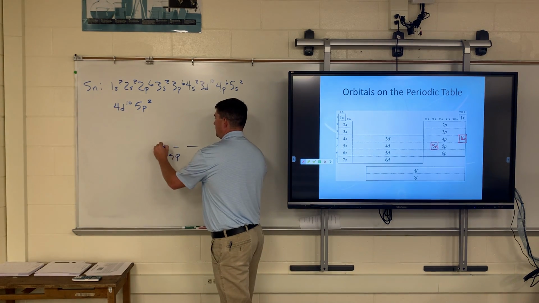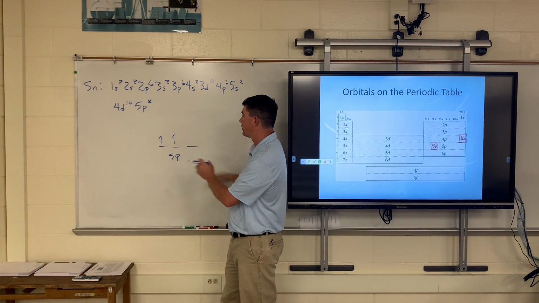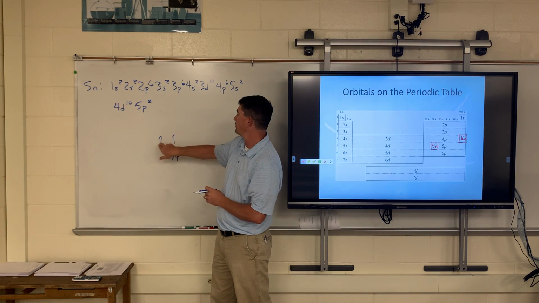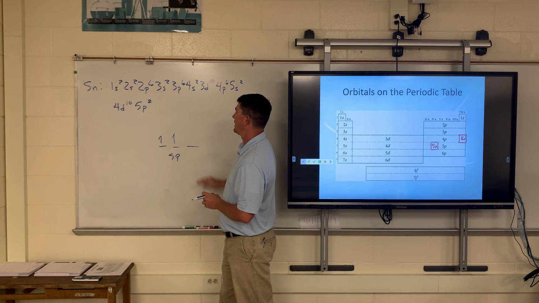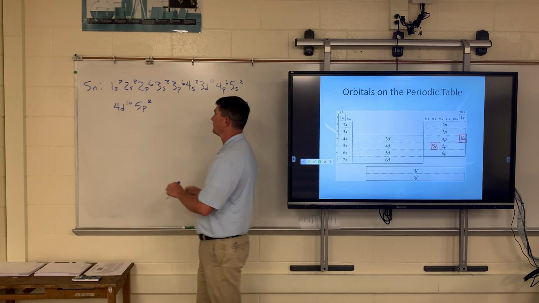5p's. We would have one electron and then another electron, right? So if we need a visual of that, orbital notation gives us that. There's two of them, boom, boom. But we don't have to write all of that other stuff because that would take a while, right? So that's the electron configuration there for tin.